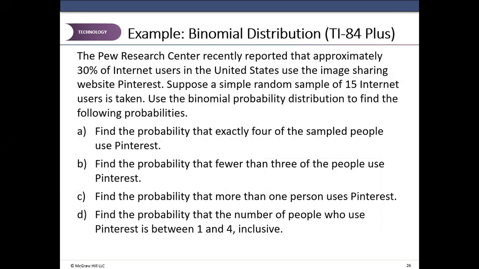Then the next one is the probability that more than one. More than one means you're not interested in 0 and 1. More than 1 means starting from 2. This is the complement, so we are going to use the complement rule of probability. The probability of X greater than 1 is equal to 1 minus binomCDF(n, p, x), where x is 1, because we'll add 0 and 1. So how do I do this? I press 1 minus 2nd VARS.